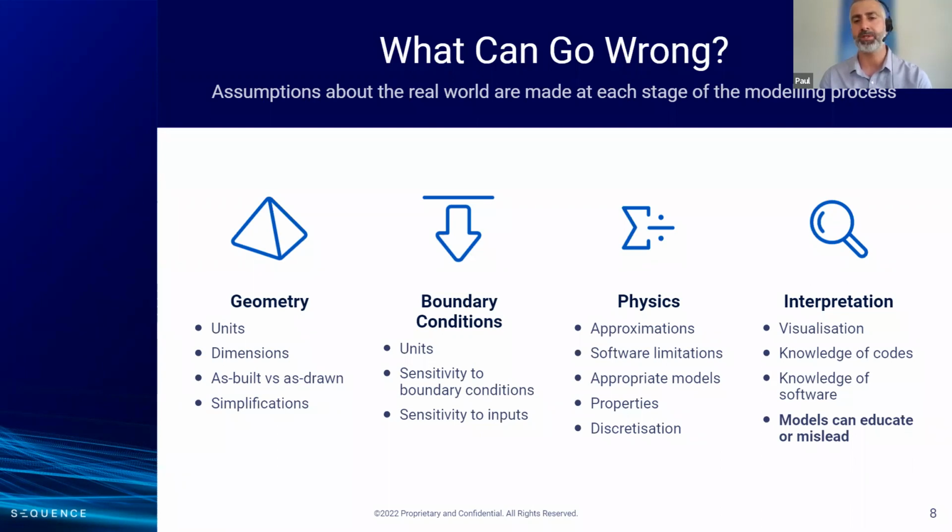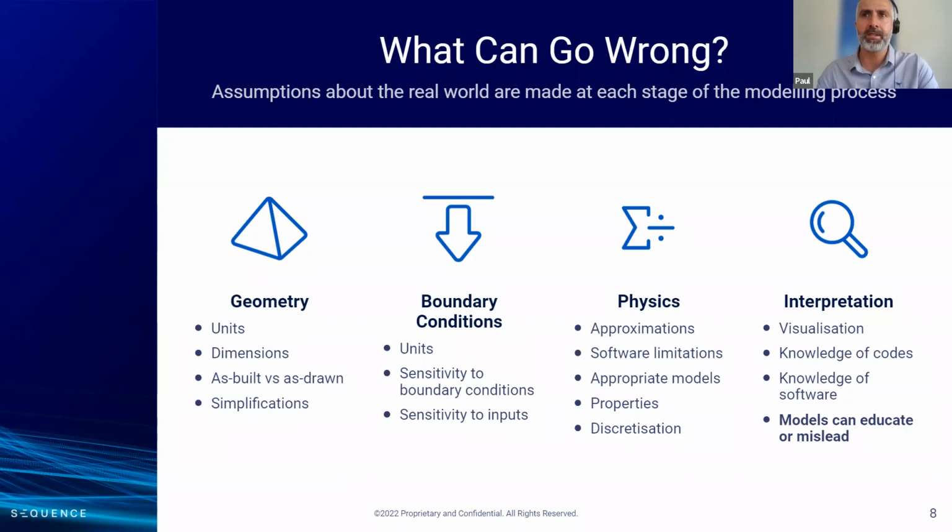So we're making assumptions about the real world, and I think it's useful to list those and to try and become more aware of what those assumptions are as you're progressing through your own modeling work. So, starting at the very beginning, we have geometry. We're making some assumptions about the geometry. So maybe we're making assumptions about what units we're using to do our modeling work. We're making assumptions about the dimensions. Is there a corrosion allowance? Is that accounted for or not?